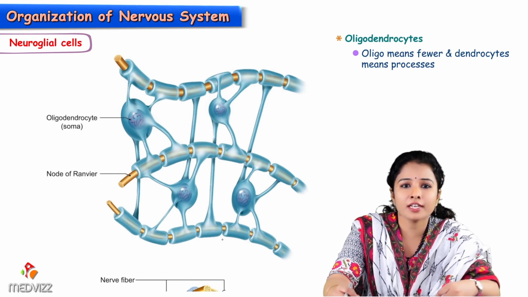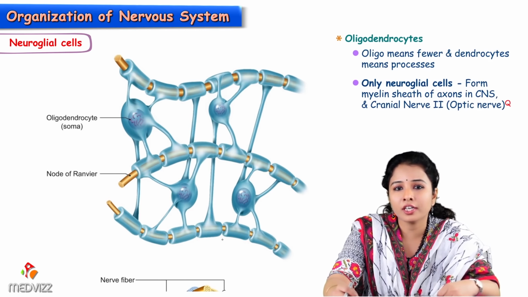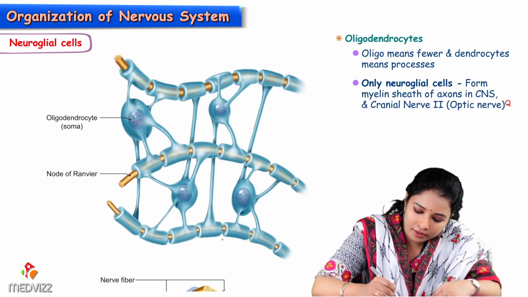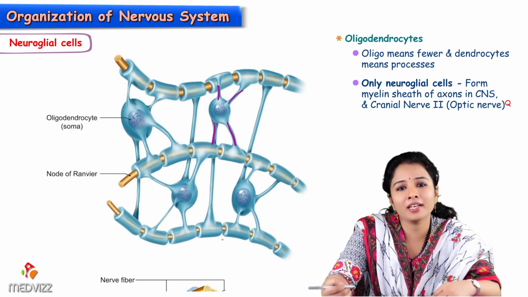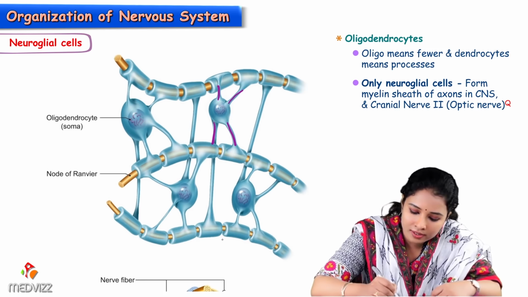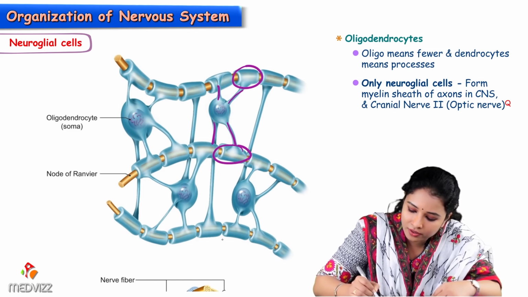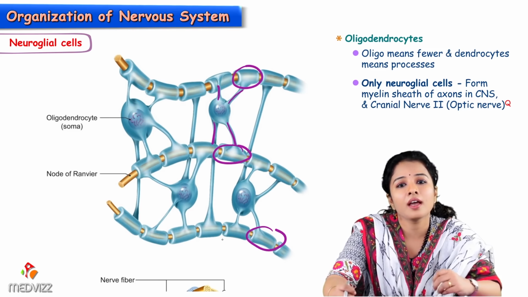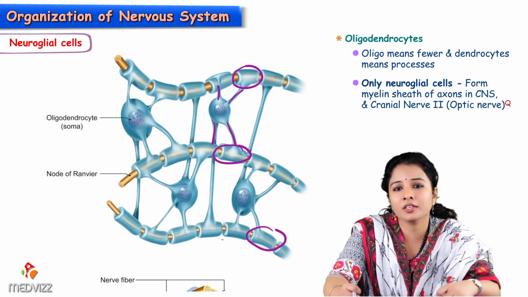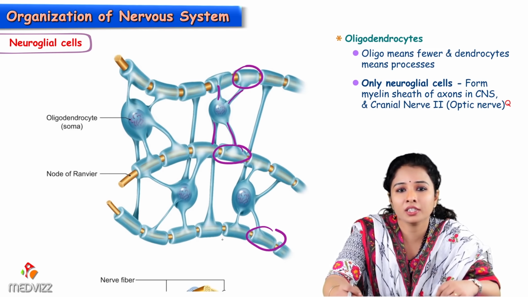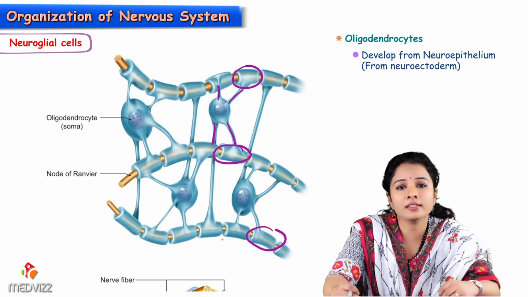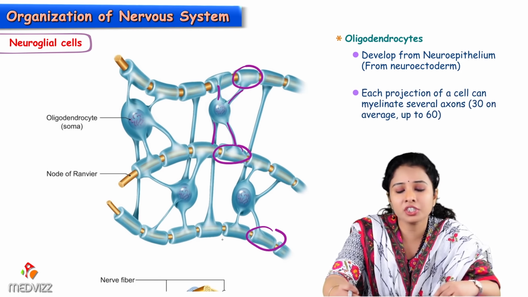Oligo means fewer, dendrocytes means processes. These are the neuroglial cells which are fewer in number compared to astrocytes. They have fewer processes and they form the myelin sheath of axons in the central nervous system. We can see it forming the myelin sheath of axons of the central nervous system, and not only in the central nervous system, it also forms the myelin sheath of the second cranial nerve, the optic nerve. These cells develop from the neuroepithelium, that is, from the neuroectoderm. Each projection can myelinate.